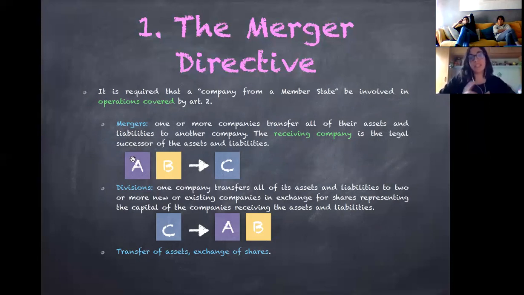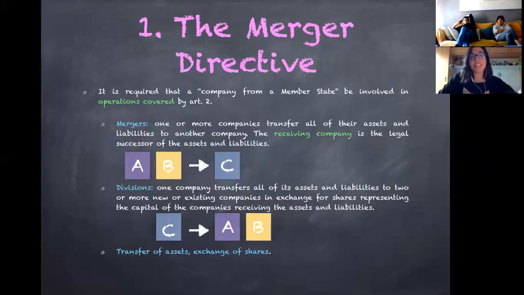For example, in this example, we have A and B, and A plus B results in a new company called C, and this one is the receiving company. But on the other hand, we also have operations that consist in divisions. In these cases, one company, C in our example, transfers all of its assets and liabilities, so actives and passives, to two or more new or existing companies in exchange for shares representing the capital of the companies receiving the assets and liabilities. So in this case, C is split into two different companies, A and B, and C receives shares of those two new companies. Inside the directive, we can also find other kinds of operations like transfer of assets or exchange of shares.